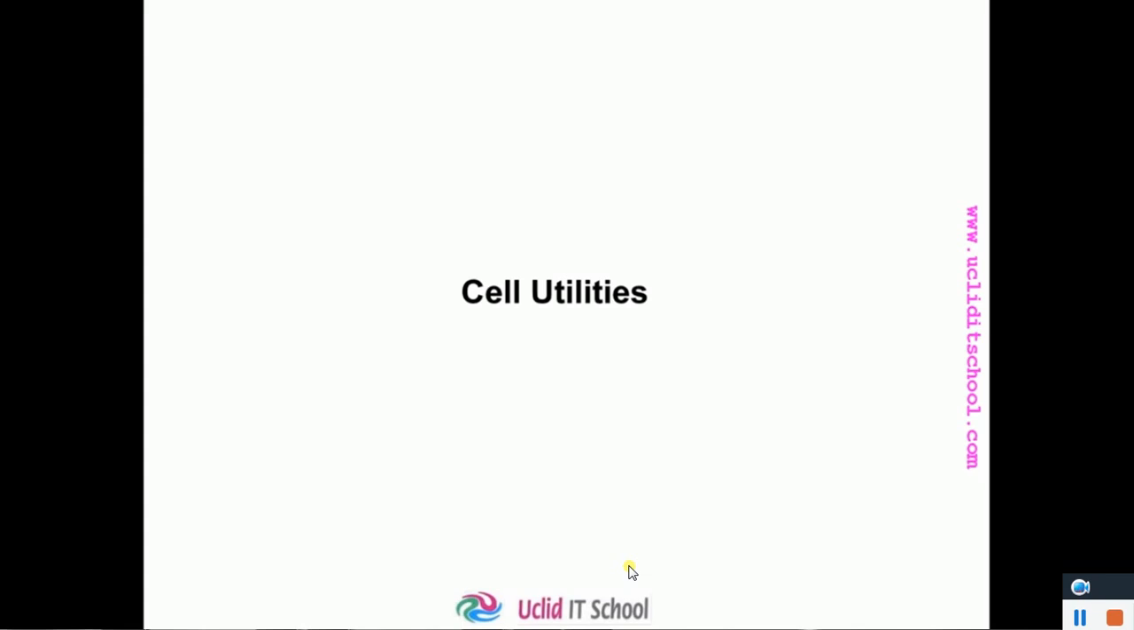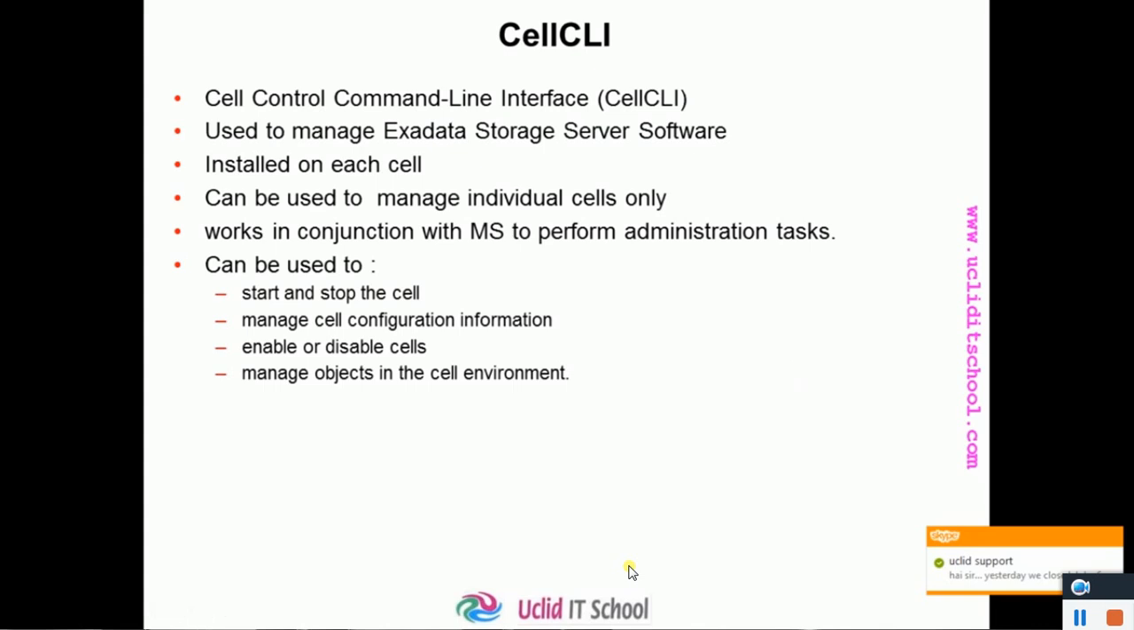The difference is cellcli is used to manage a single cell. dcli is used to manage multiple cells centrally. And to use the dcli utility, you need to do some initial configuration, which we will do in the lab also. But other than that, the cellcli utility is there, and you don't need to do any configuration for using the cellcli utility. So let us talk about these two utilities and understand more about them.